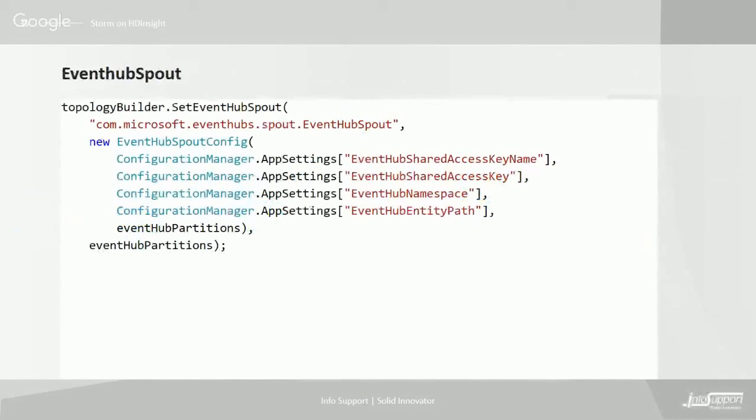A few slides back, you saw the create JavaScript closure, blah, blah, blah. Nowadays, you have an easy method, set event hub spout, which the SDK team has created. So no more closure parsing. You can just use this to configure it, and it will be listening to your event hub.